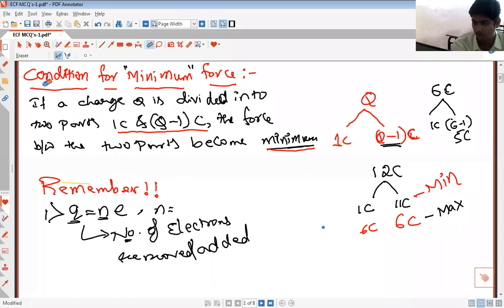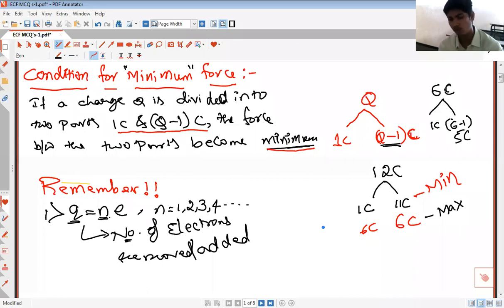Yes, the possible values of N are 1, 2, 3, 4, and so on. You can only add or remove the electrons in integer values, right? So if ever you have a problem where you are asked to calculate the number of electrons added or number of electrons removed, make use of the quantization rule.